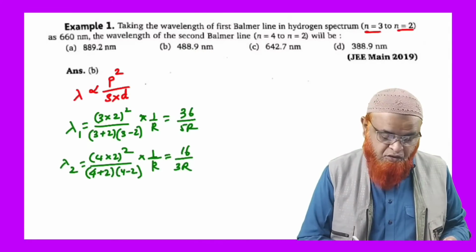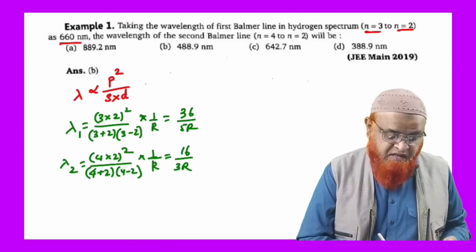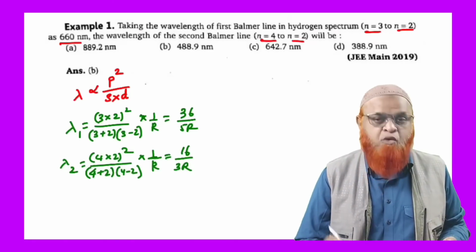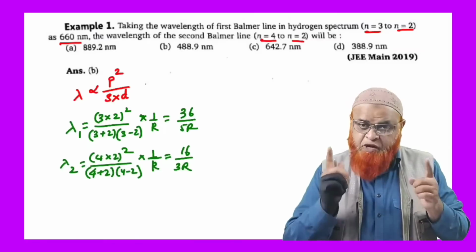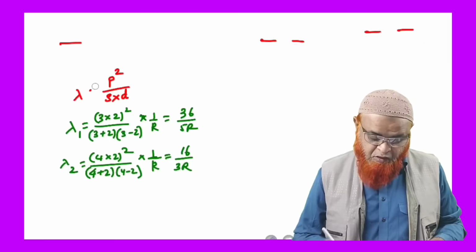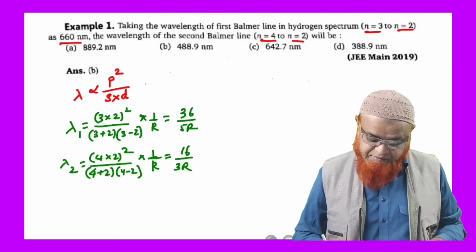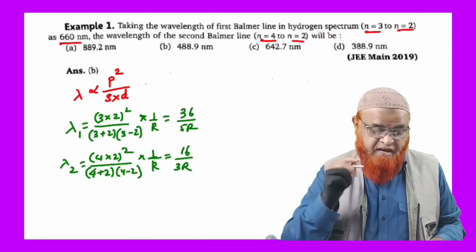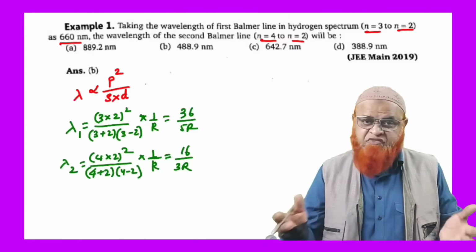So n equal to 3, n equal to 2 for the first wavelength, where the wavelength is given as 660 nanometers. And for the Balmer series, if you consider, it is n equal to 4 and n equal to 2. It is given already. And I am going to give a shortcut method here: lambda is directly proportional to the product of the two numbers whole square divided by the sum of the two numbers into the difference of the two numbers.